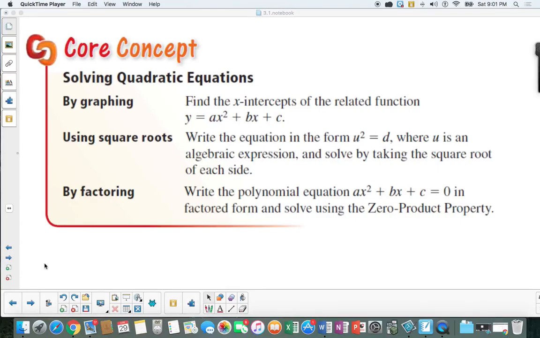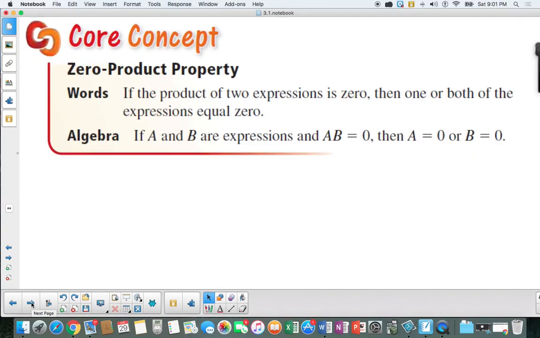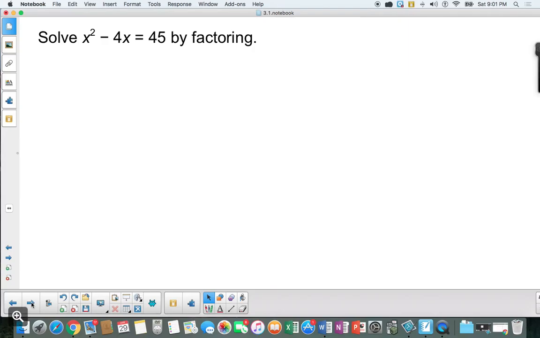Solving quadratic equations, part 3. By factoring, write the polynomial equation in factored form and solve using the zero product property. The zero product property in words: if the product of two expressions is zero, then one or both of the expressions equal zero. All right, let's go ahead and do this problem.